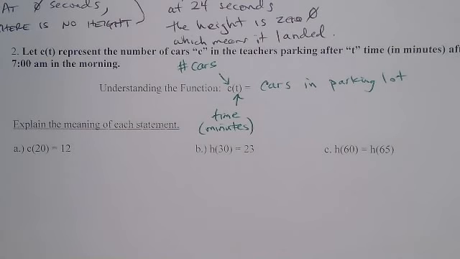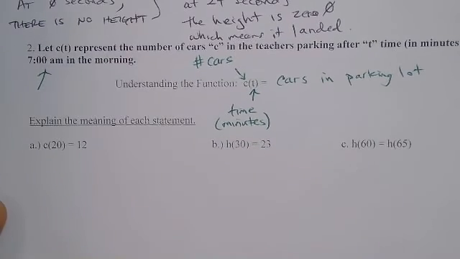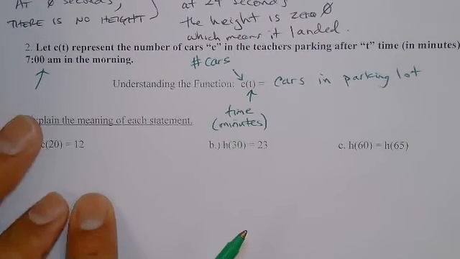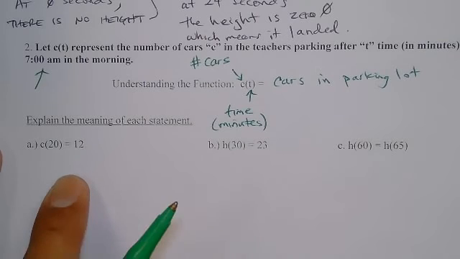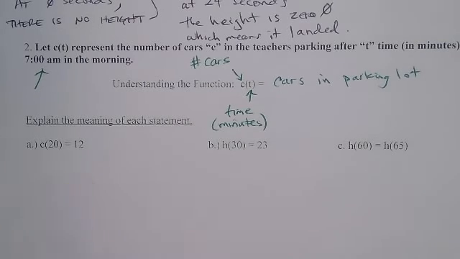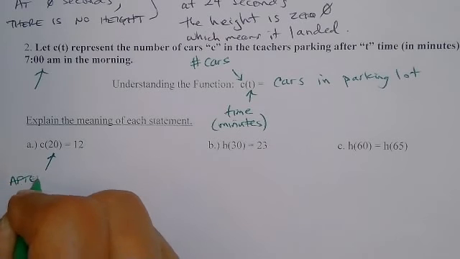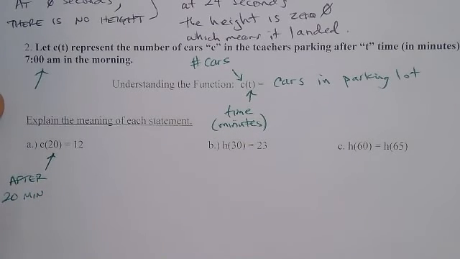But there's another little twist here. Anybody know what the twist is? At 7 o'clock in the morning. Remember, school doesn't start till 8:30, right? This one says at 7 o'clock in the morning. Why is that important? Well, let's see. What does C of 20 equals 12 mean? 12 cars. 20 minutes after 7, there are 12 cars.